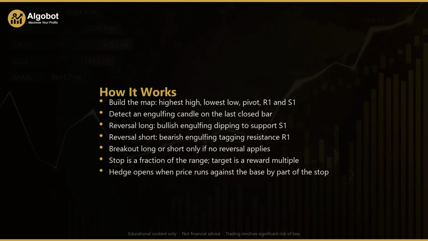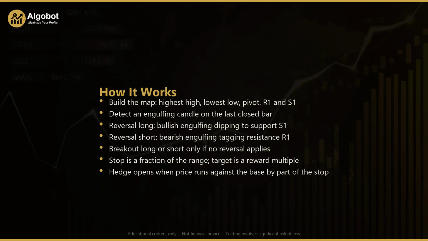Stops and targets come from structure, not from volatility indicators. The stop distance is a fraction of the measured range, by default 35%, and the take profit is placed at a reward multiple of that stop, by default 1.3 times the risk.